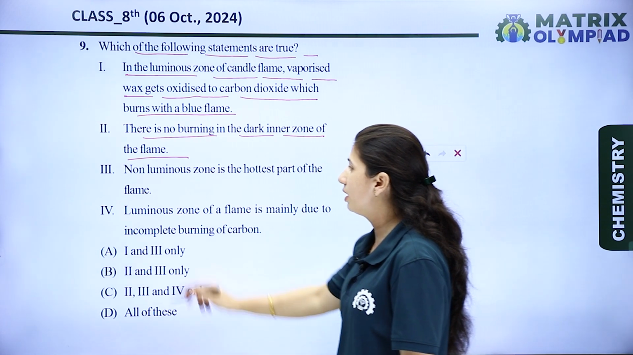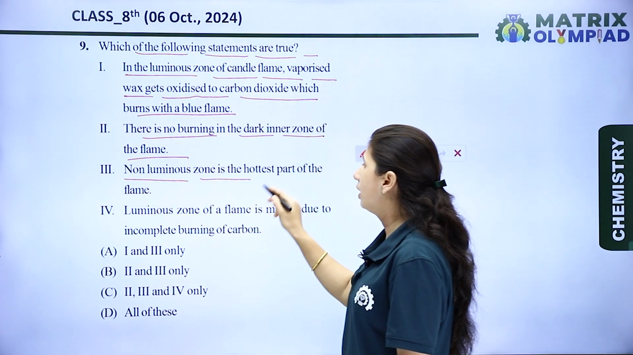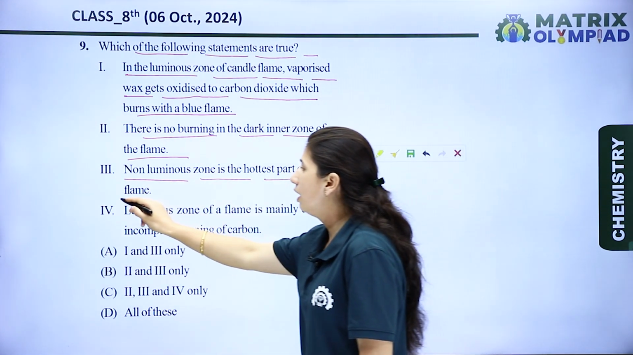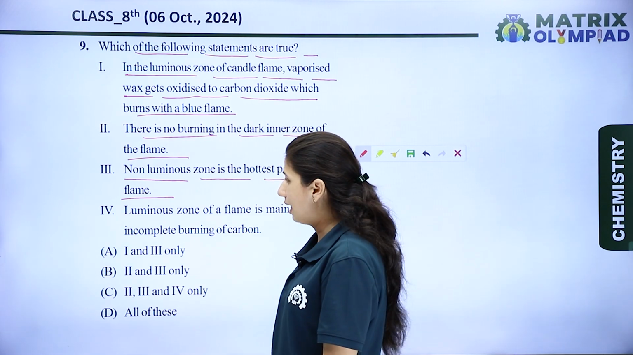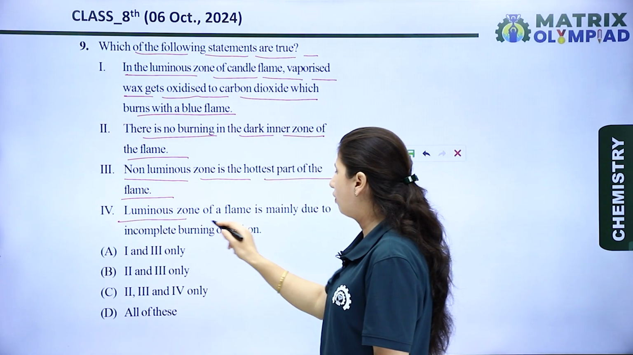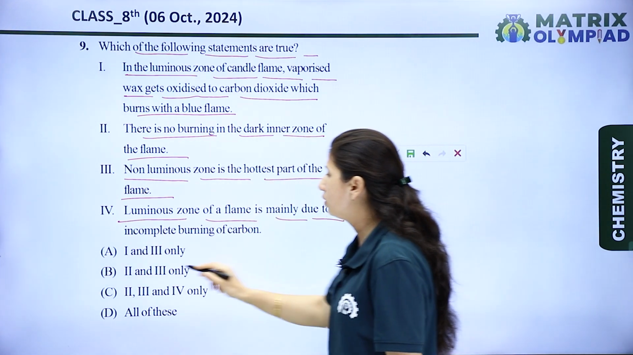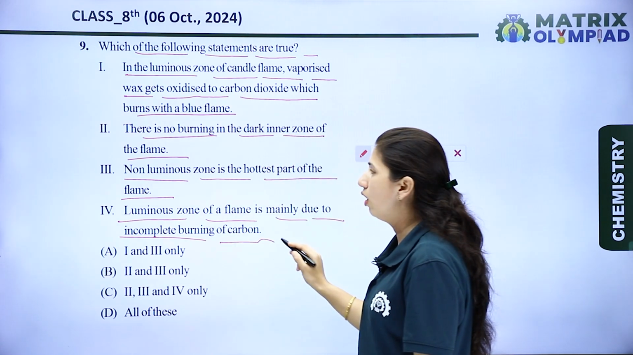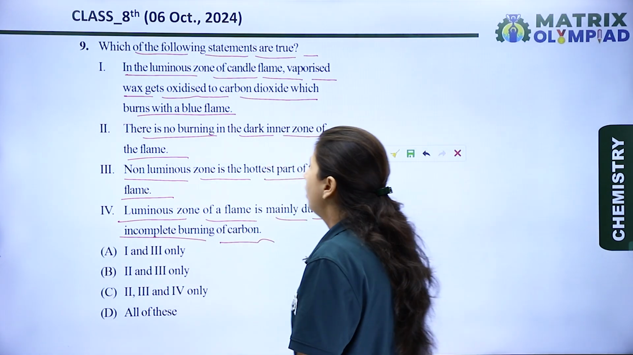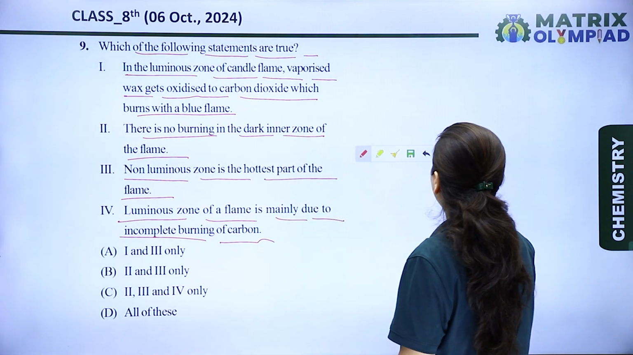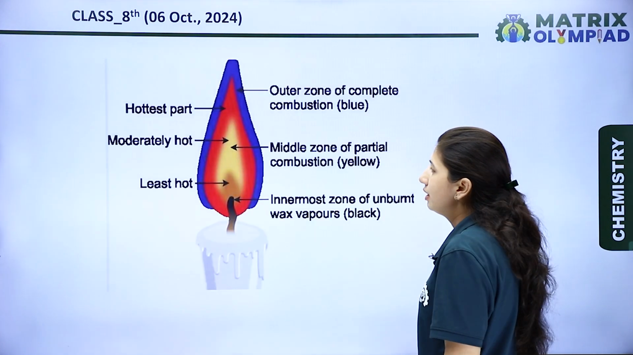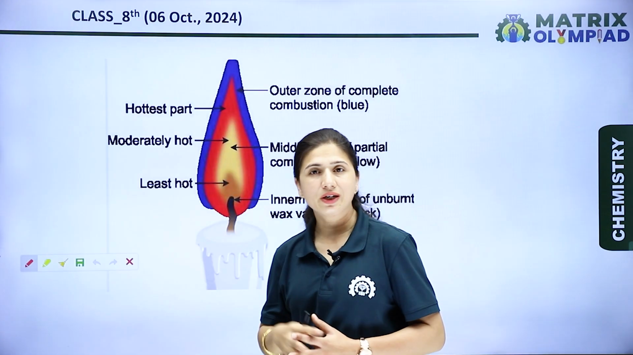Now, the next statement is: non-luminous zone is the hottest part of the flame. The last one is: luminous zone of the flame is mainly due to the incomplete burning of carbon. So now let's discuss these points. First, we discuss this diagram. Now, let's see the diagram.